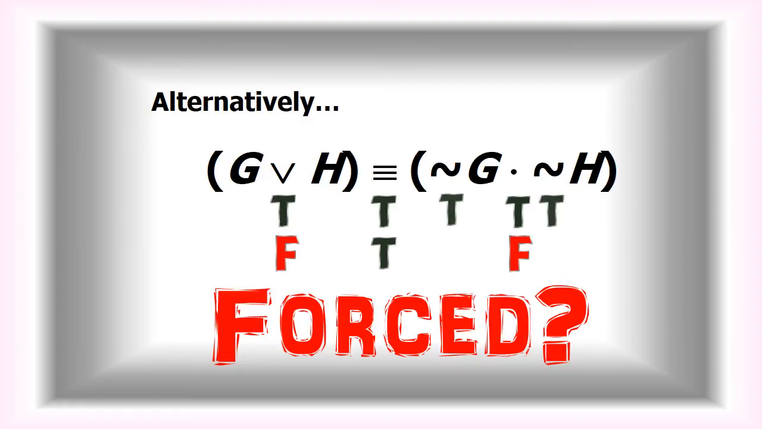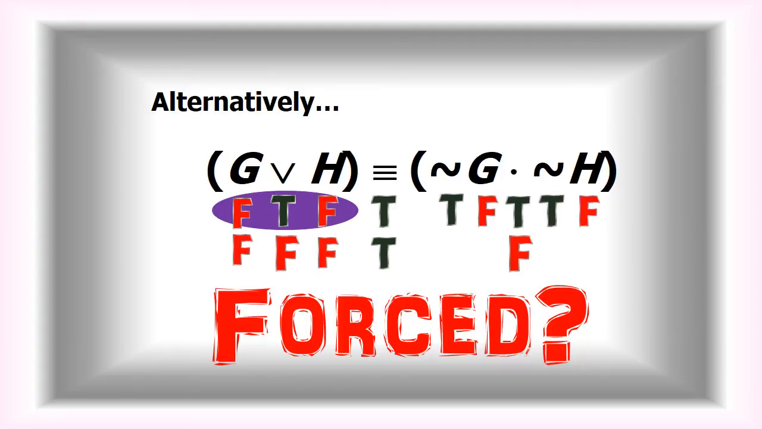Starting with row 1, I know that if this conjunctive claim is true, I've got to give a tilde to G and a tilde to H. And that means that underneath the G and the H, I'm going to put F's. But notice what that does on this side of the argument, or the biconditional. I just violated the rule for the wedge by making both disjuncts false. So that one leads to a contradiction.